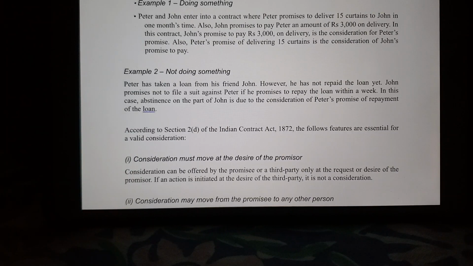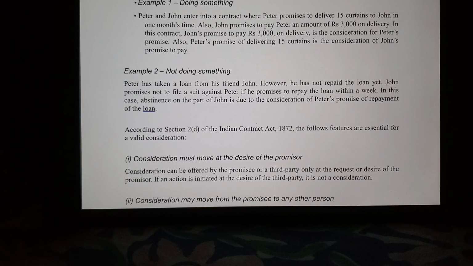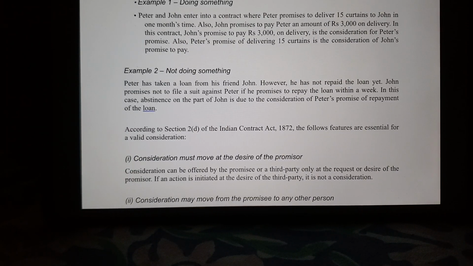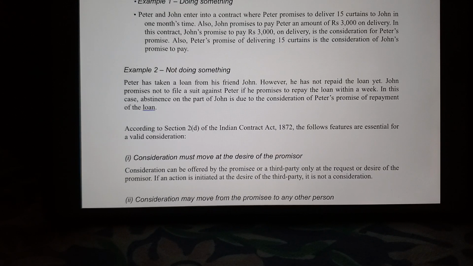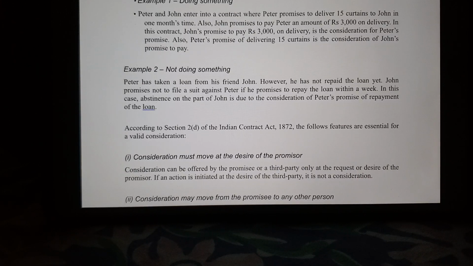Example 2. Not doing something. Peter has taken a loan from his friend John. However, he has not repaid the loan yet. John promises not to file a suit against Peter if he promises to repay the loan within a week. In this case, abstinence on the part of John is due to the consideration of Peter's promise of repayment of the loan.